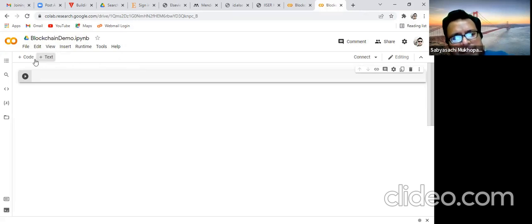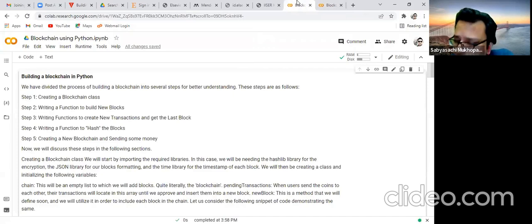Now you see there are two options given there, plus code and plus text. Plus code is for adding code, plus text is for adding text. So you can do it both ways. Nothing to worry about. I will share my PPT as well as this particular notebook with all of you. I will email that to Chirag, and Chirag will share it with all the participants.